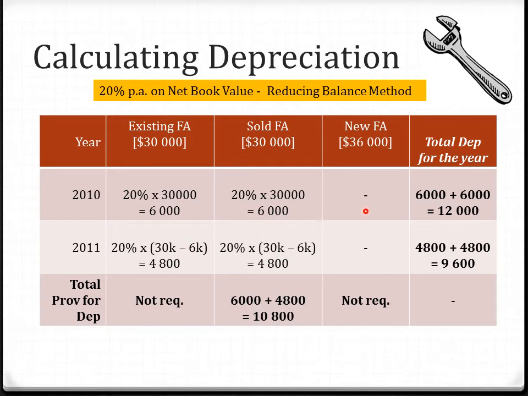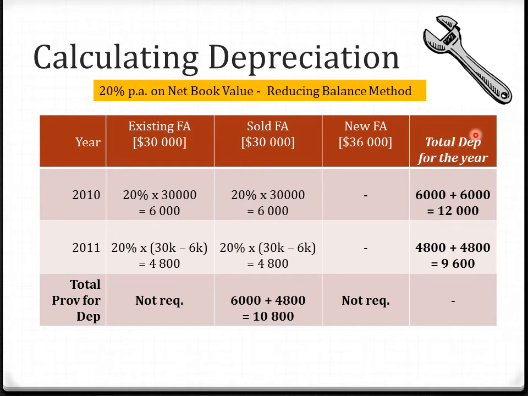And then the next one is the new fixed asset. Because I didn't buy it in 2010, so obviously I don't have anything here. Then I only bought it on the last day of 2011. So it says that I don't need to provide depreciation here because I bought it on the last day. Okay, now that we have calculated this, okay, see all these in bold? I'm going to quickly walk you through what does this mean, okay?